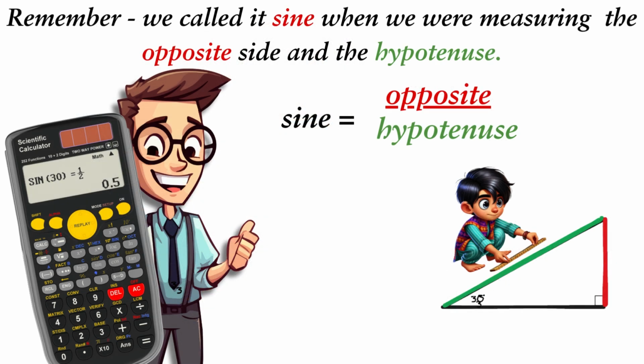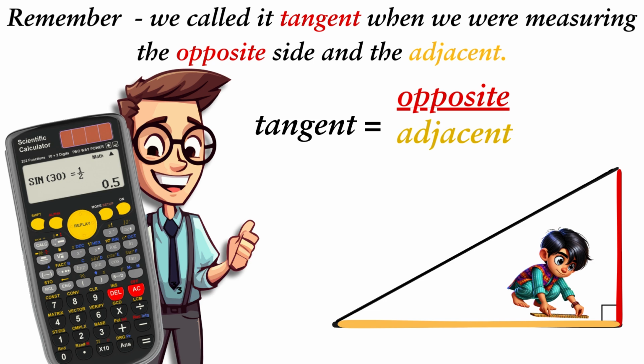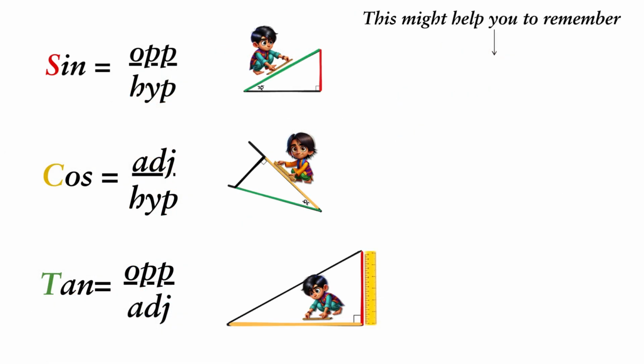Remember, we called it sine when we were measuring the opposite side and the hypotenuse. Sine equals opposite divided by hypotenuse. Remember, we called it cosine when we were measuring the adjacent side and the hypotenuse. Cosine equals adjacent divided by hypotenuse. Remember, we called it tangent when we were measuring the opposite side and the adjacent. Tangent equals opposite divided by adjacent. This might help you to remember.